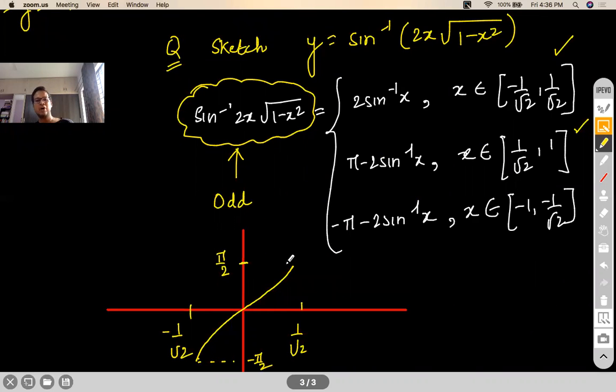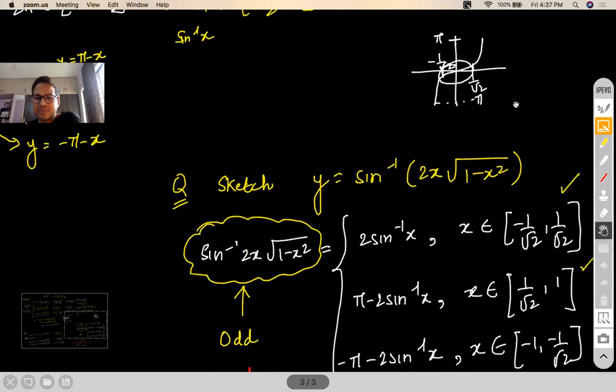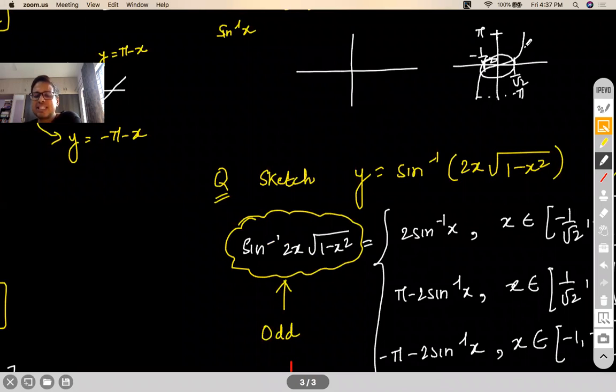Now I need the part from 1 by root 2 onwards, and I know for sure it has to be continuous, so it has to start from here onwards, correct? So I will go back and fetch the graph of pi minus 2 sine inverse x. First of all, negative 2 sine inverse x is the mirror image of this about the x-axis. So the negative of this will appear like this. This is the graph of negative 2 sine inverse x.